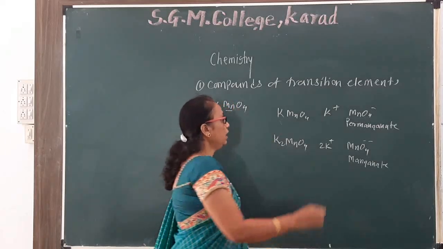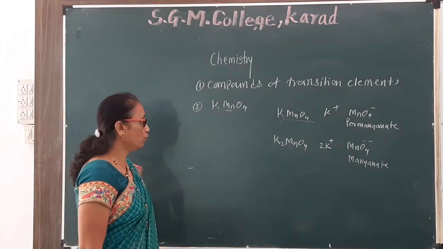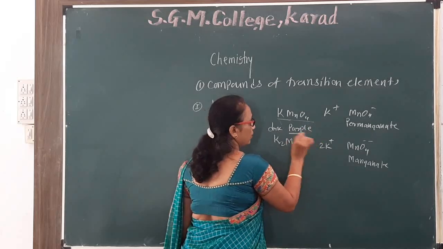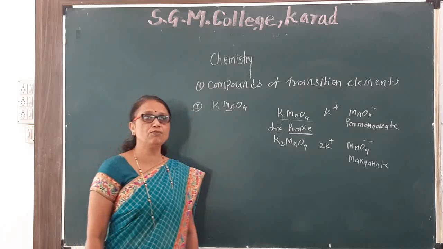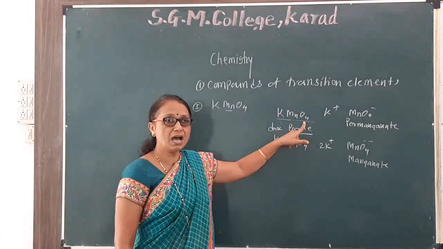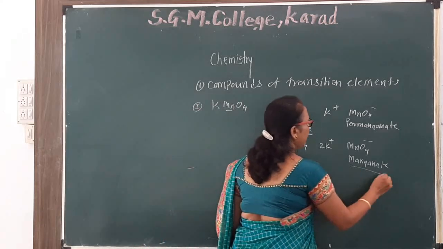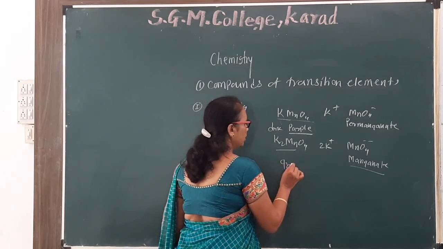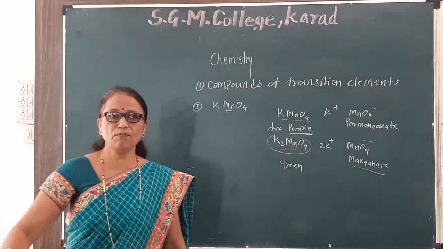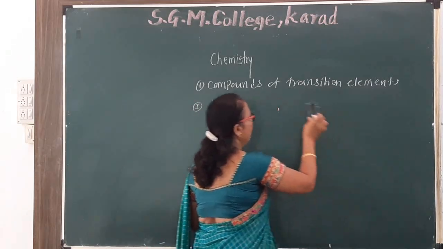MnO4 minus is in KMnO4, potassium permanganate. K2MnO4 is potassium manganate. The color of potassium permanganate is necessary to know in multiple choice questions. The color of potassium permanganate is dark purple. We use it in the laboratory for volumetric analysis or titration. In solid form it looks dark purple, near about black purple. The color of potassium manganate is green. If there is a green compound, it is potassium manganate; if purple, it is potassium permanganate. Remember the color as well as the charges of the permanganate and manganate ions.